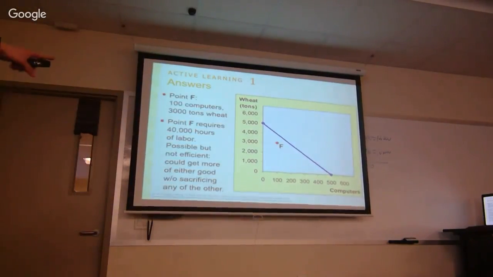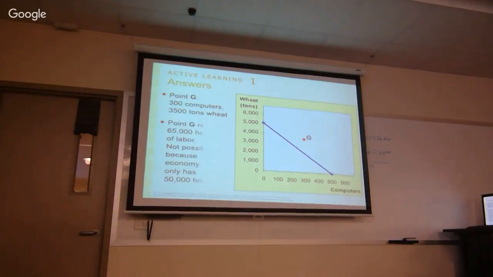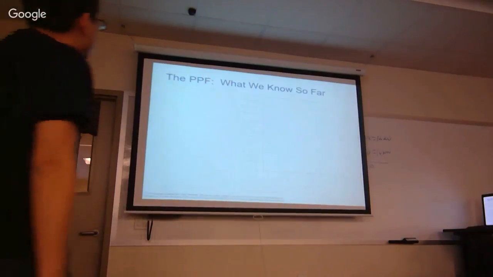Oh, by the way, what do you call this point? Inefficient, because it's inside the line, right? And this point over here, impossible, because we don't have enough resources. All right, very good.